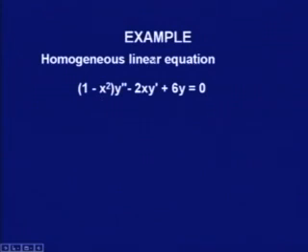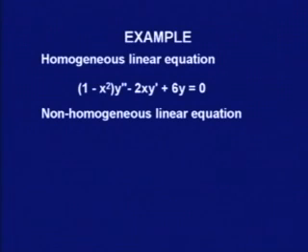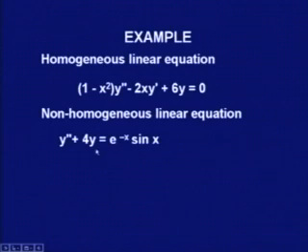Let us see another example. A non-homogeneous linear equation: y double dash plus 4y is equal to e to the power minus x times sin x. Again we see here that y and y double dash occur in first degree and separately, and the right hand side is a function of x which is not 0. So, this is non-homogeneous and linear.